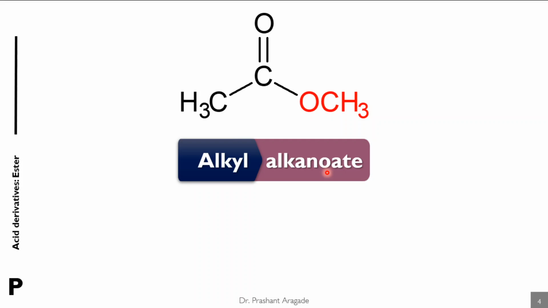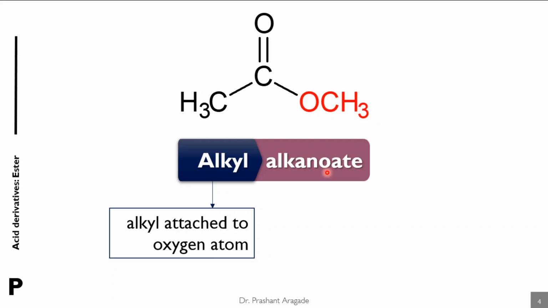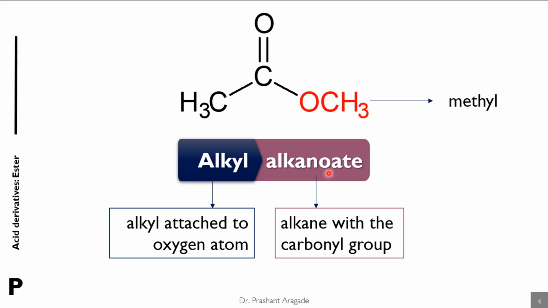So the question is, which group is regarded as alkyl and which group is regarded as alkanoate? Here is a simple solution. The alkyl group attached to the oxygen atom is named as alkyl. In this example, the CH3 group is attached to this oxygen, so it is regarded as the alkyl group, named methyl. The second portion of the ester is alkanoate, that is the alkane with the carbonyl group. C double bond O is a carbonyl group, which is attached to a methyl group.